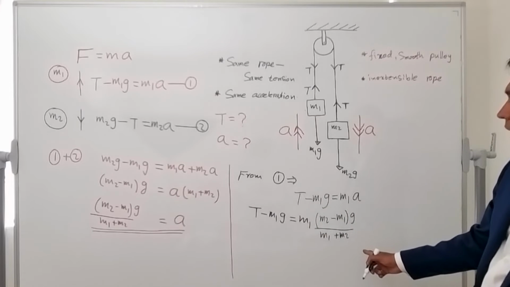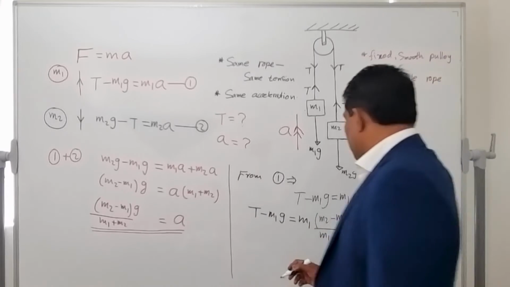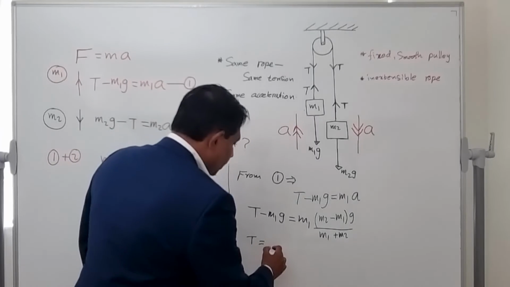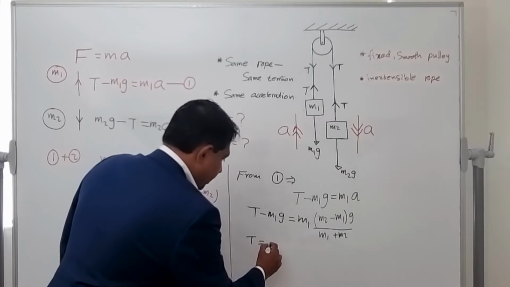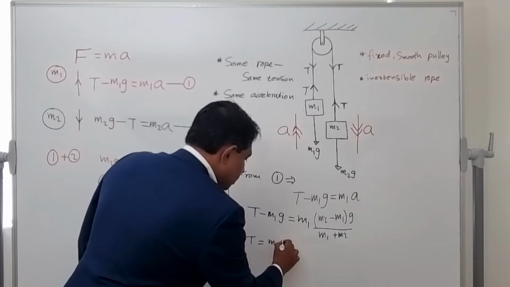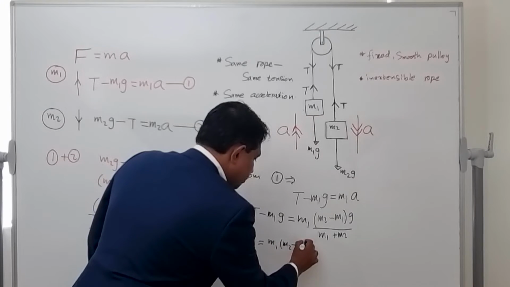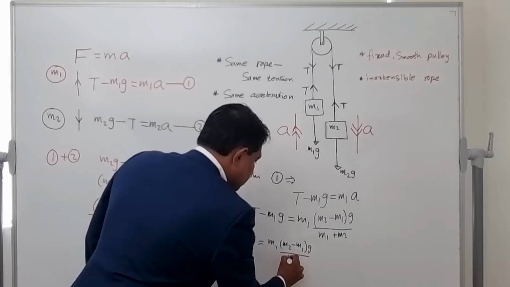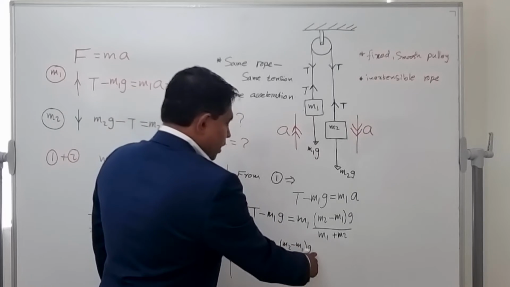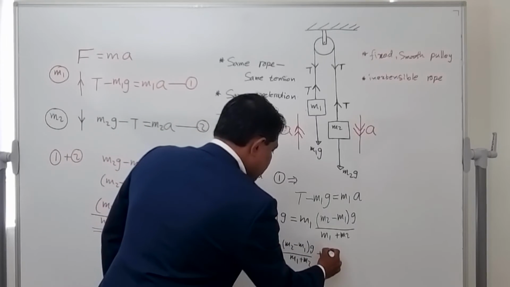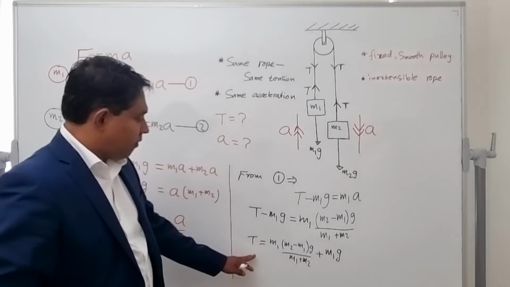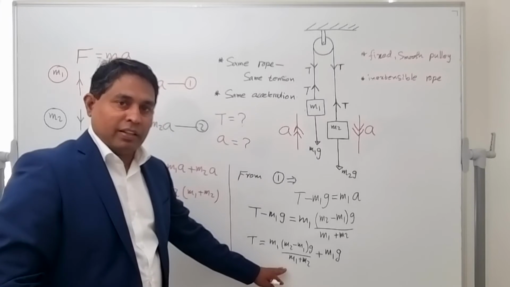Now what we can do is find T by moving this negative m1g to the right hand side. So T is equal to m1 (m2 minus m1) g over (m1 plus m2). When you move this negative term to the opposite side, it becomes plus m1g. So this is our T, but we can simplify this a little bit.